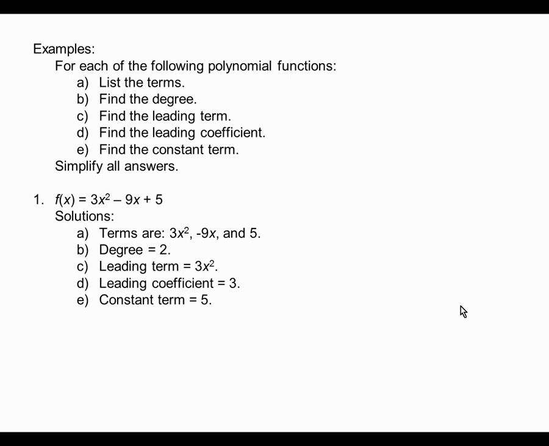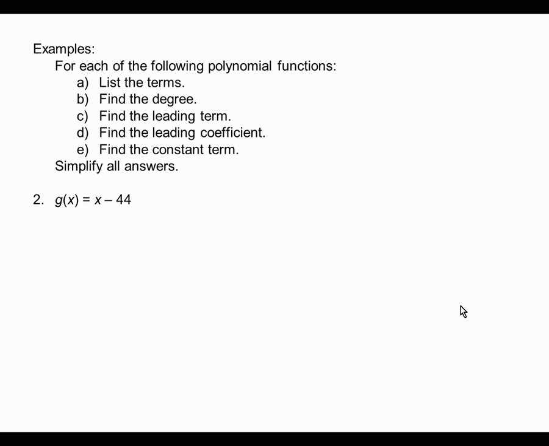Okay, example number 2. G of x is equal to x minus 44. Okay, doing the same things again. So our solutions. Again, list the terms. There's only 2 of them. So our terms are x and negative 44.